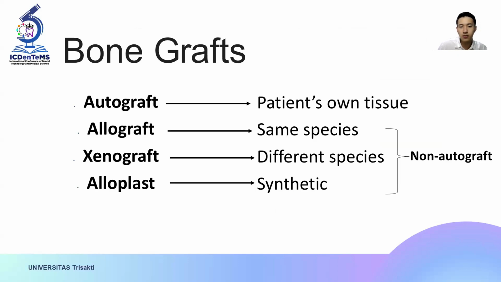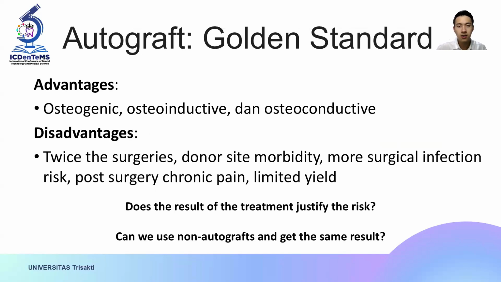There is autograft, which are grafts that are taken from the patient's own tissue, and then there's allograft, which are grafts taken from the same species or from other humans. There is xenograft, which are grafts taken from a different species, and there is alloplast, which are grafts that are synthetic. So the non-autograft group are allograft, xenograft, and alloplast.